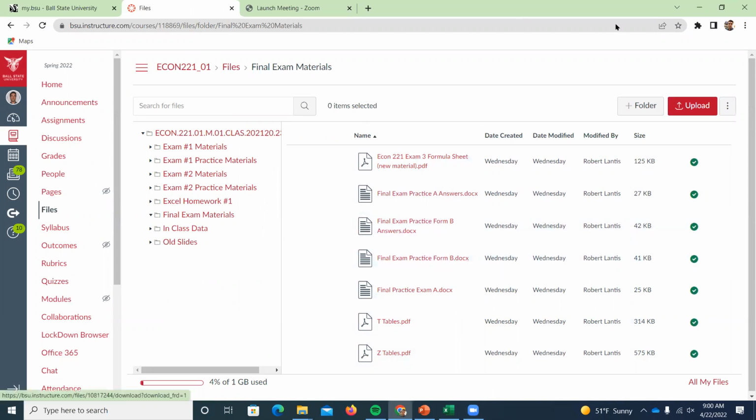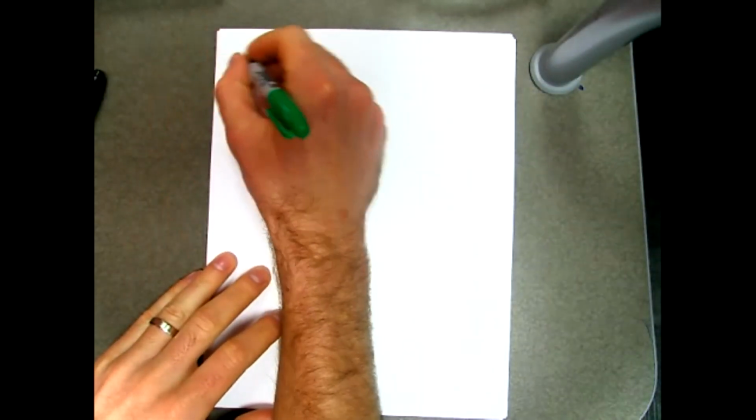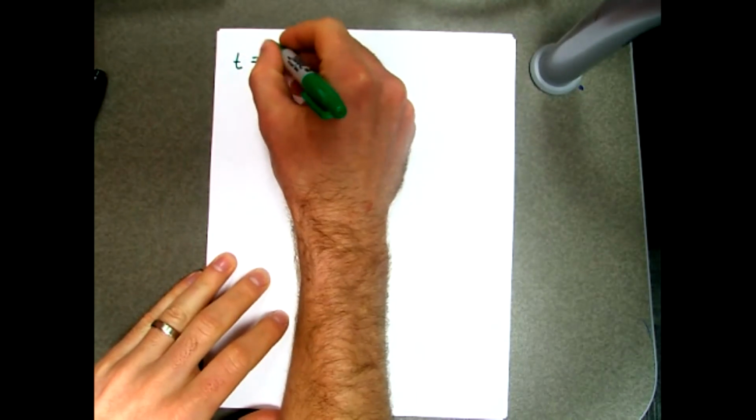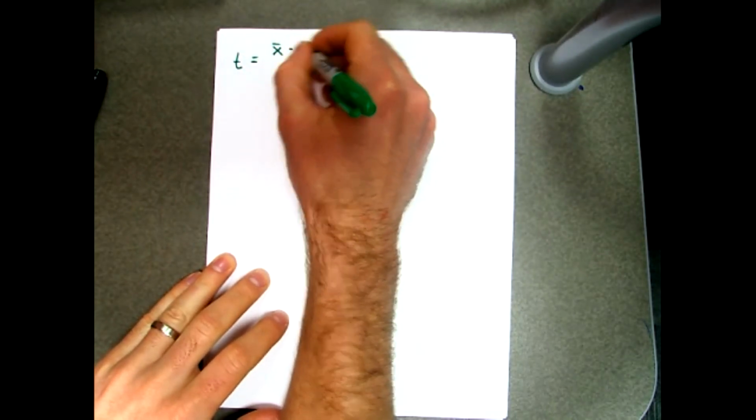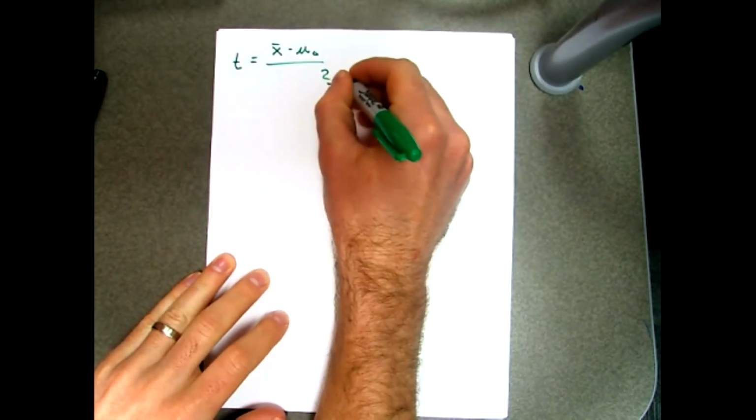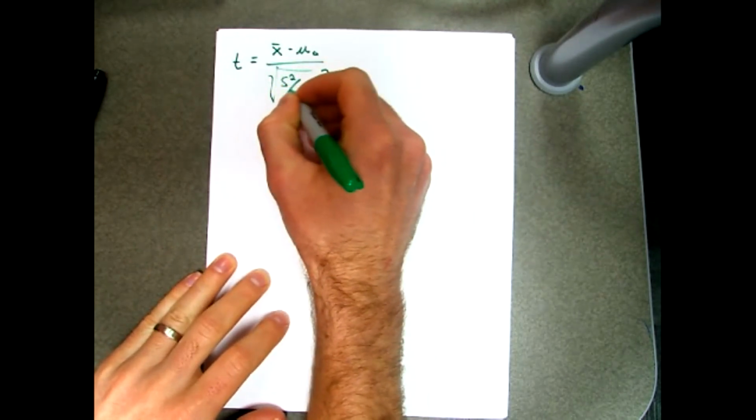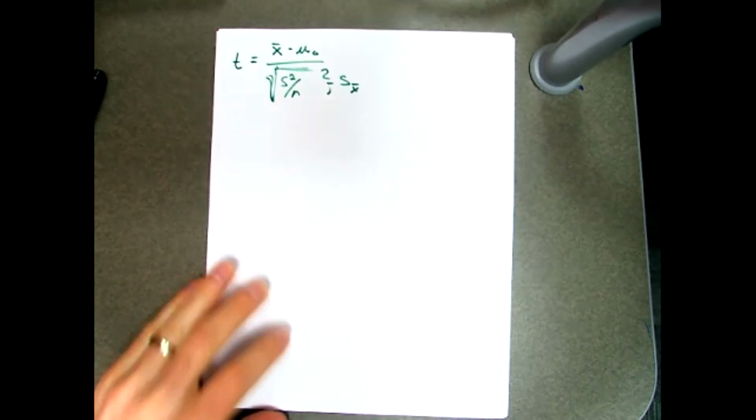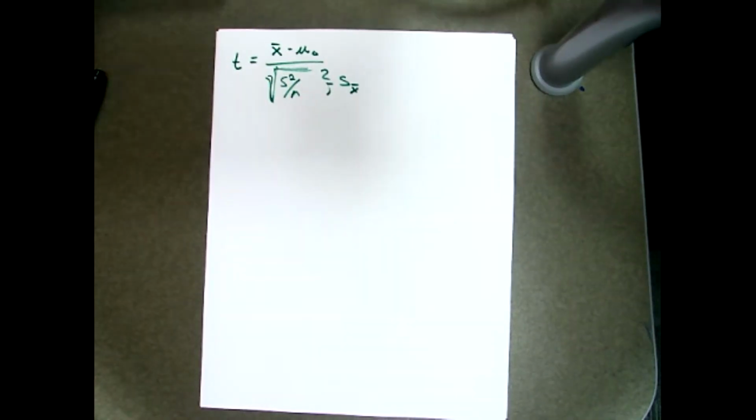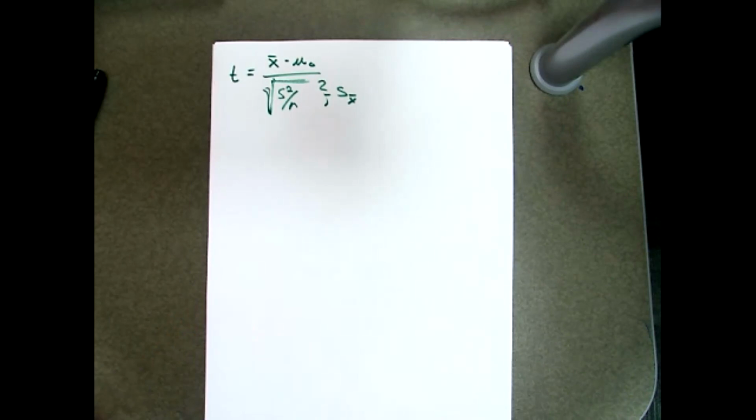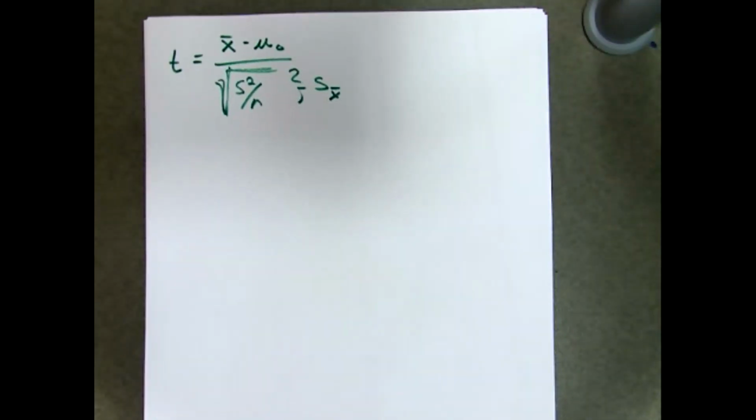Okay. So we were thinking about, let's say, when I had a sample mean. This was our test statistic equation, right? Let me zoom in a little bit. There you go.